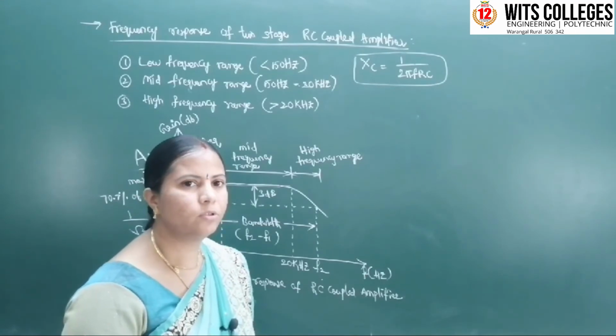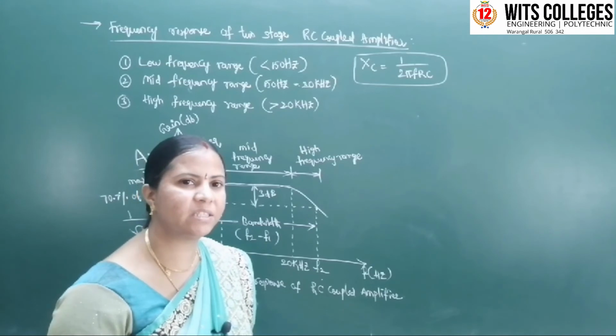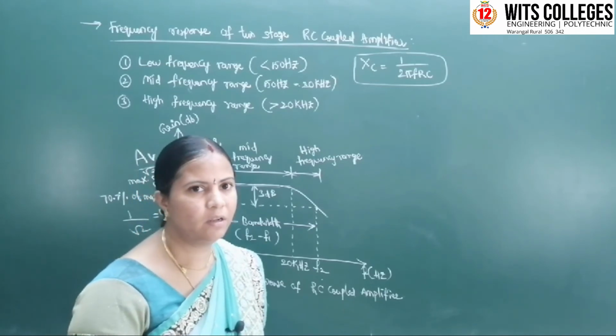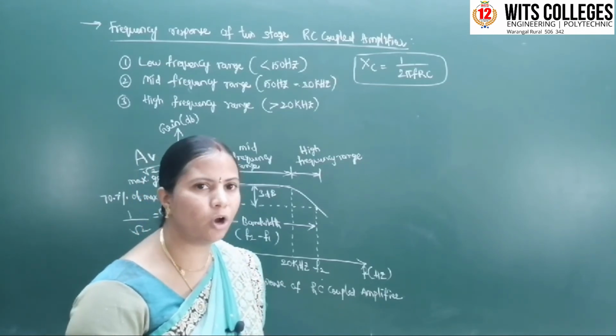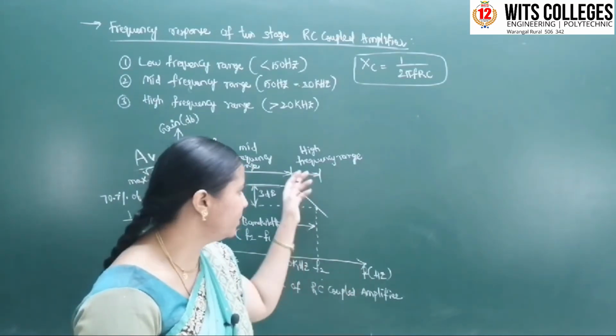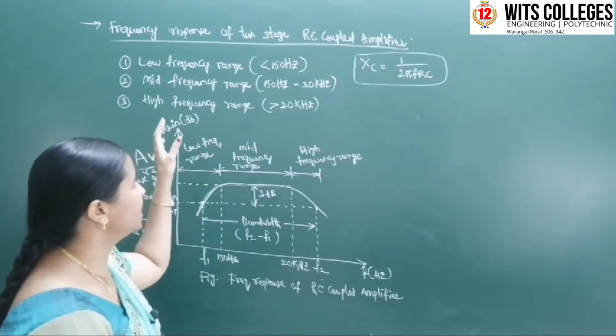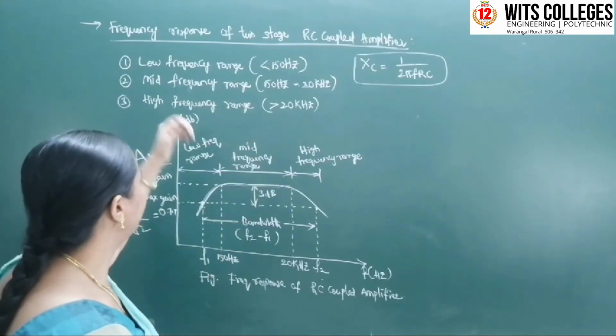Okay, now. Moreover, it decreases the current amplification factor of an amplifier, and then the voltage drop across the high frequency ranges is going to be decreased. Okay, so this is the frequency response of the two-stage RC coupled amplifier at low frequencies, mid frequencies, high frequencies.